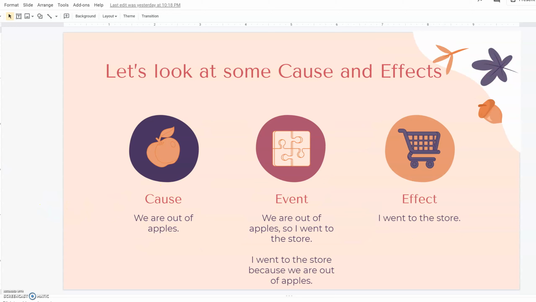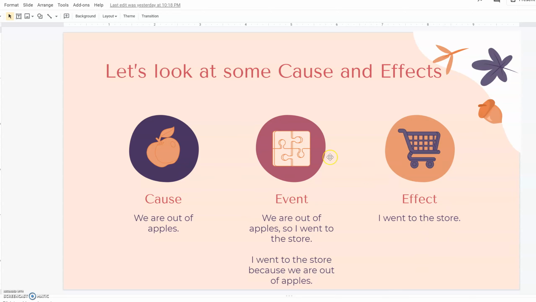So let's look at some cause and effects. Cause, we are out of apples. The effect, I went to the store. So to put that together as an event, we might say, we are out of apples, so I went to the store. And "so" is one of our signal words. It connects the cause and the effect together.